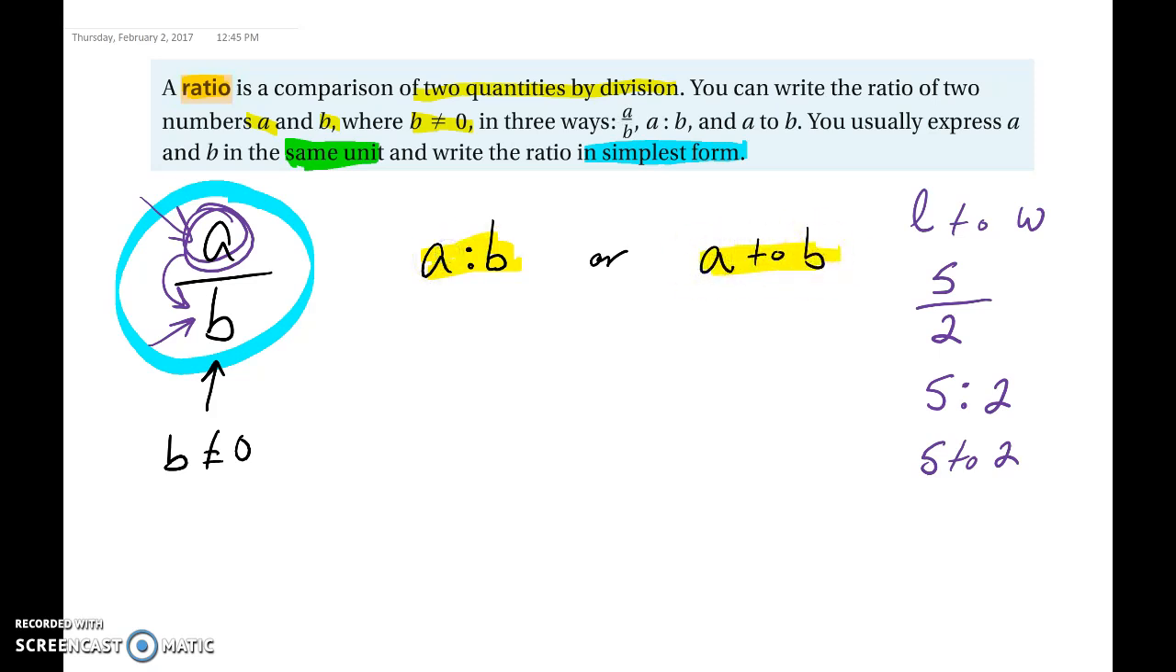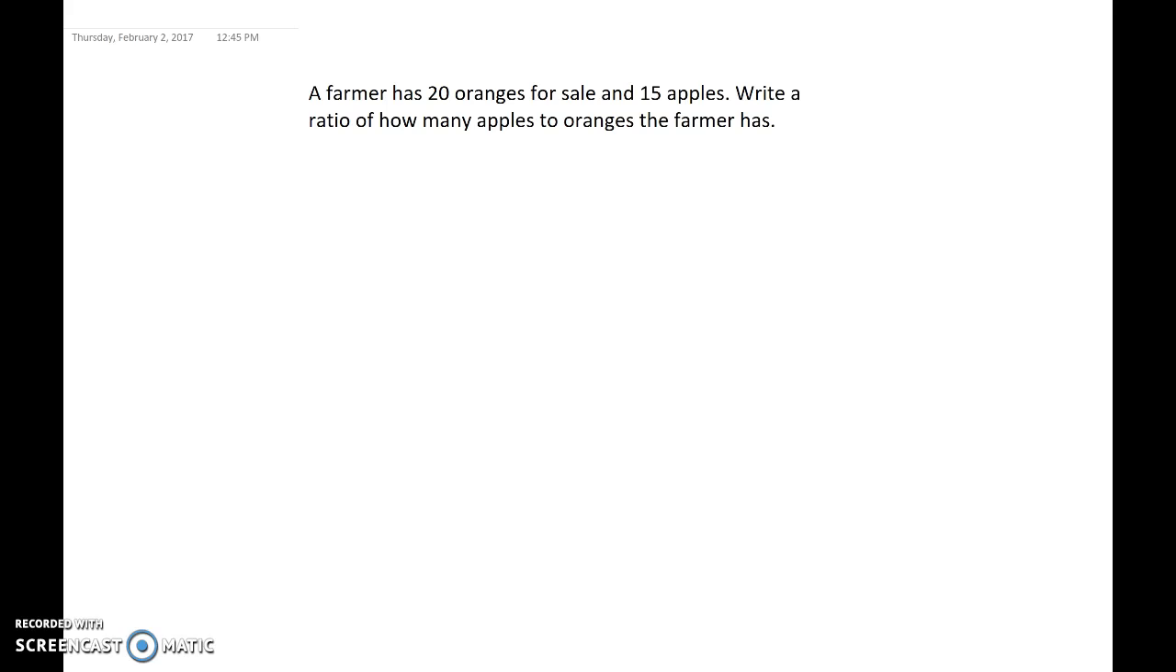All right, so let's go over an example. So this is just a really basic, easy example, just going over setting up a ratio. So a farmer has 20 oranges for sale and 15 apples. Write a ratio of how many apples to oranges the farmer has. So that means it needs to be A colon O, A to O, or A over O, because we are comparing how many apples we have to our oranges.